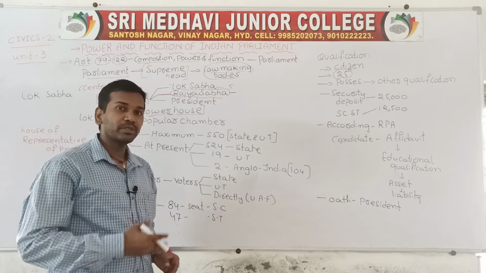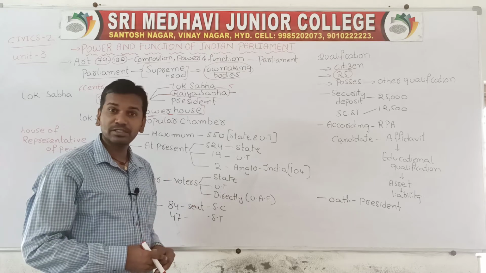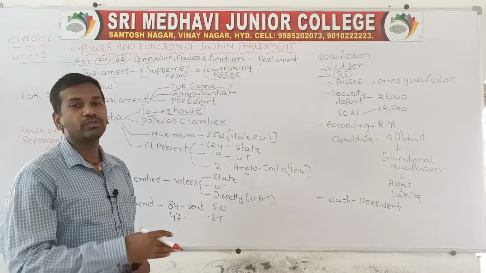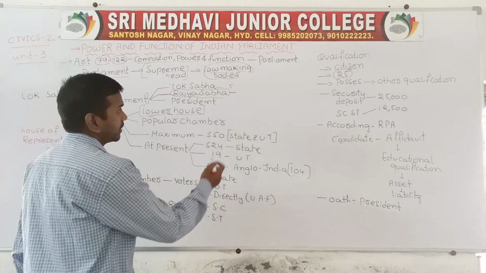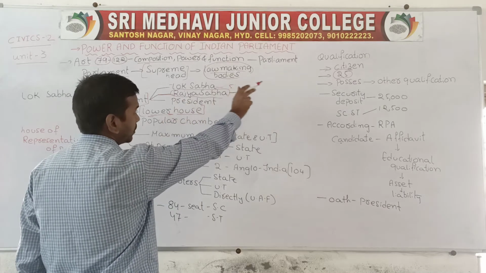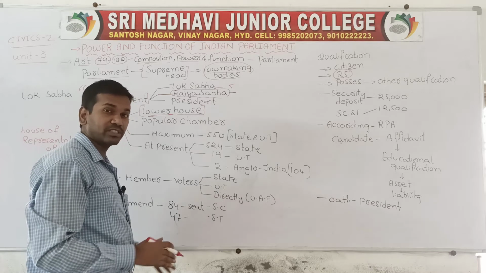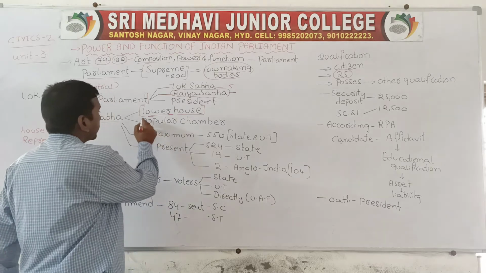But in Rajya Sabha, what we have discussed is 30 years to become a member. That's why that is the upper house and the house of elders. When we compare, the first point is that Lok Sabha is called the lower house because to become a member, your age should be only 25 years, which is required according to the Constitution.